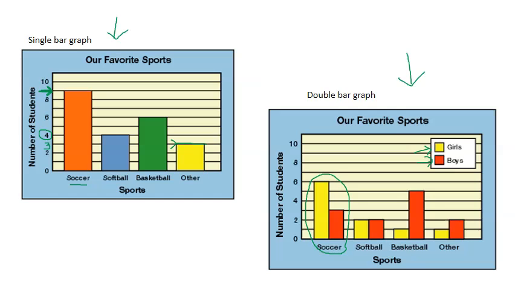So how many boys liked basketball? So here's basketball, and boys is in the red. So how many reds for basketball? It's in between 4 and 6. So if you said 5, you are right. So you read a double bar graph the same way that you read a single bar graph. There's just more data. And there's my dog.